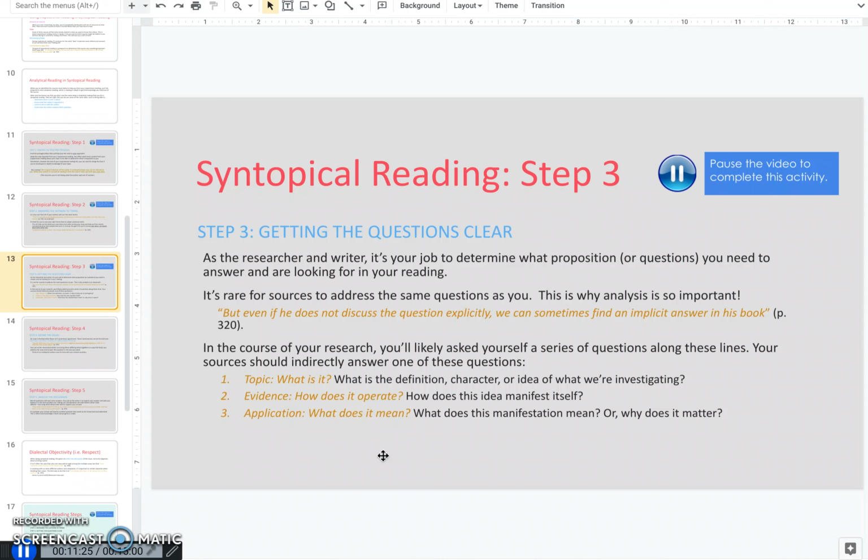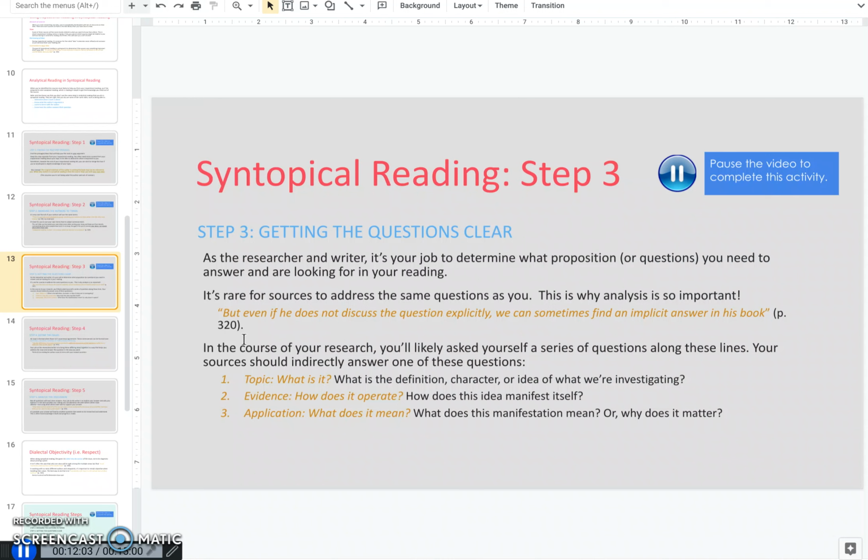Now, one tricky problem that comes up with research is that it's rare for sources to address the same questions or propositions as you. This goes back to what I was saying with the prior two steps, especially step 1. You're going to have to find the information and make it fit your needs. I'm not saying to take what the author is saying out of context and misrepresent it, but it's okay if the source was written for a different purpose than yours.